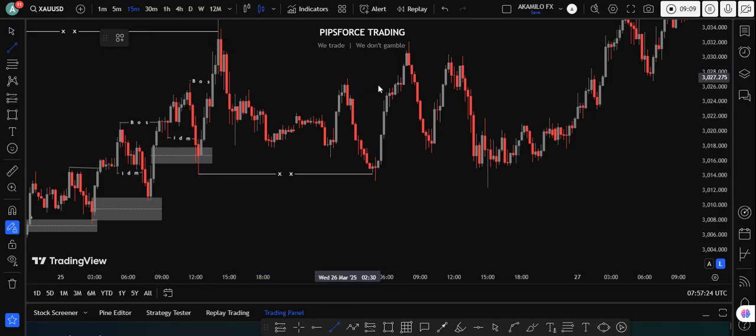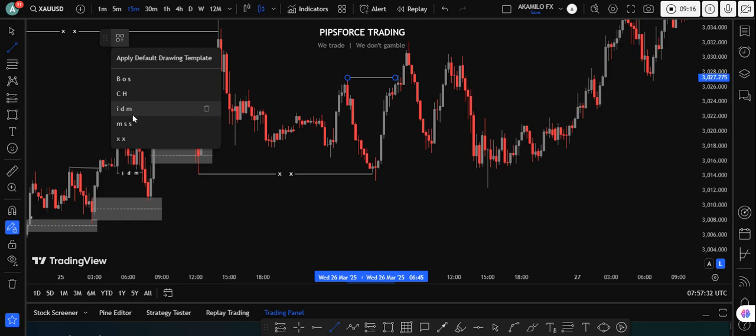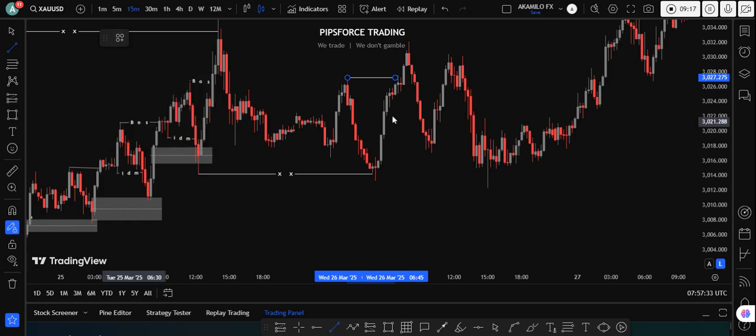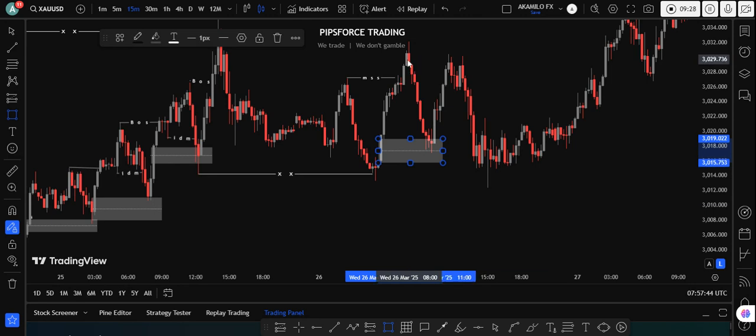So price shifts here to the upside after sweeping and taking those short sales, with a shift in market structure to the upside again, and later comes back to this fair value gap again. So it taps into this fair value gap, which is our institutional reference point, and then shoots higher as expected.